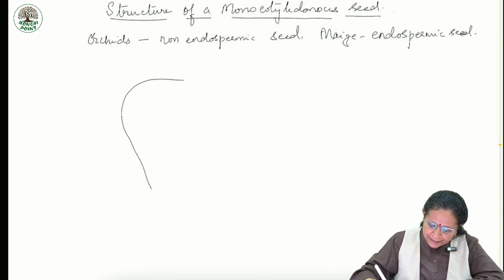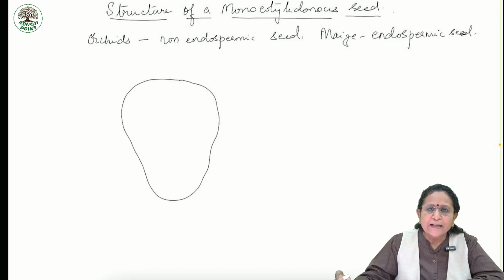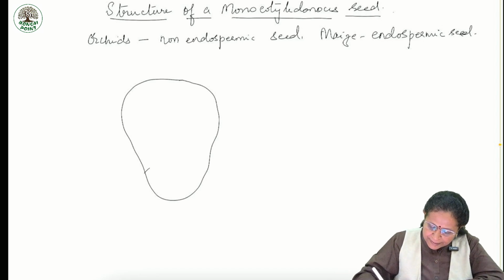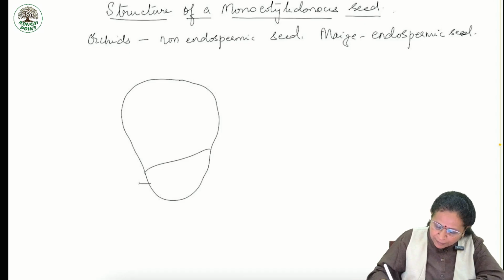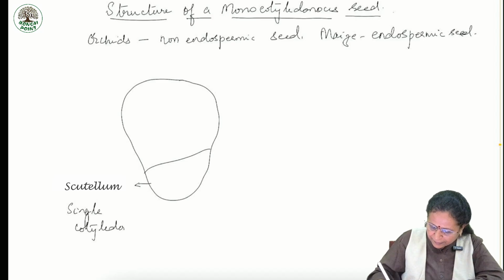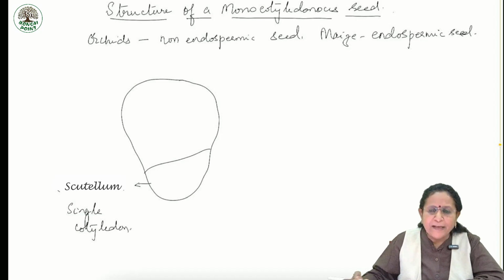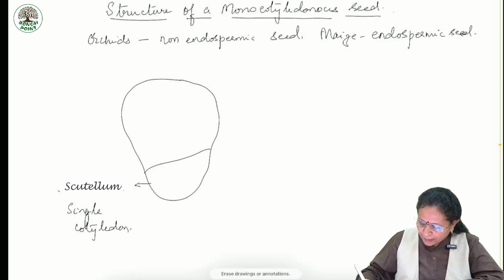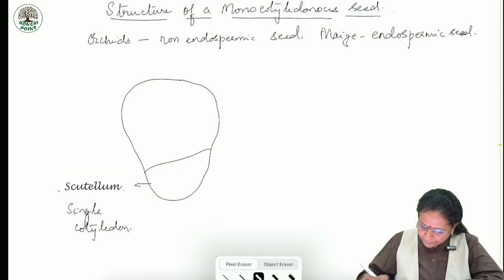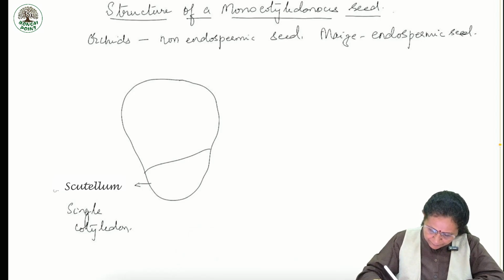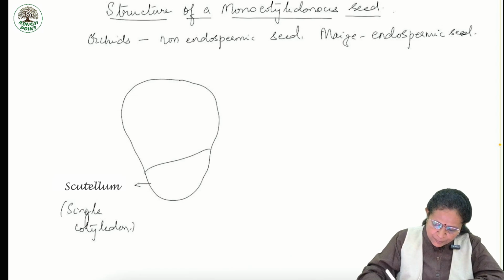See, this is a maize seed. This is the single cotyledon, which is called the scutellum. Single cotyledon of monocot is called the scutellum. This portion is the endosperm.